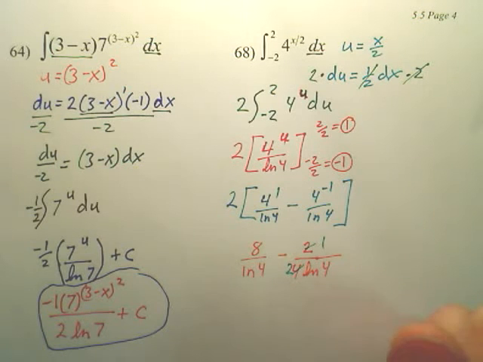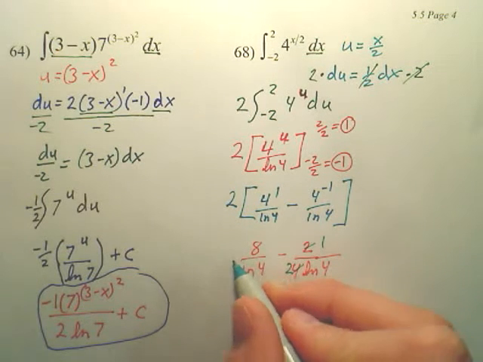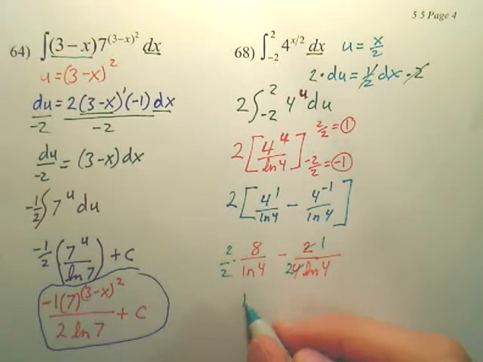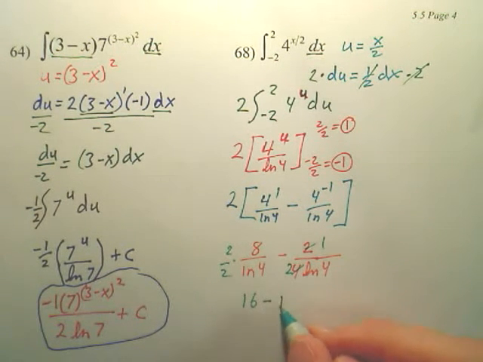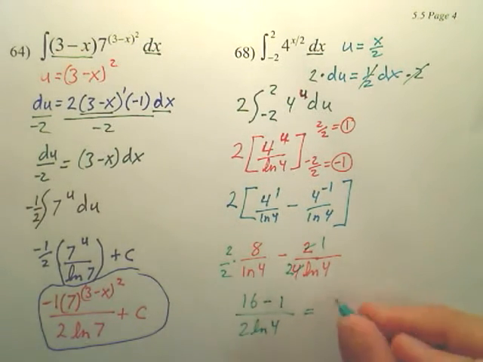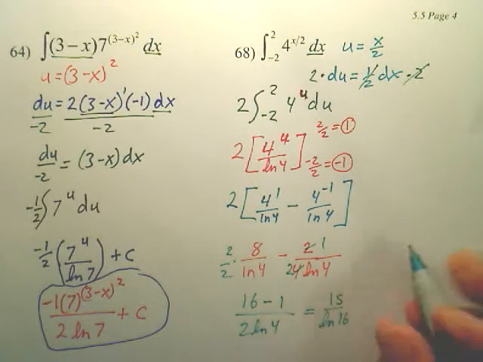And then if push came to shove, this is just a number. I'm just trying to simplify it in different ways. So I'm just going to bring it all together. I'm going to multiply this one by 2 over 2. So I think I'm going to put 16 minus 1 over 2 ln 4, which is 15 over ln 16.